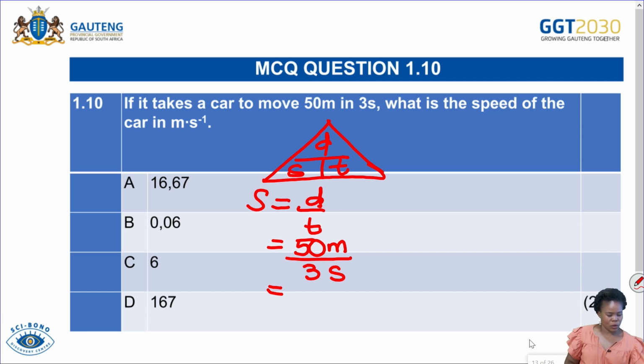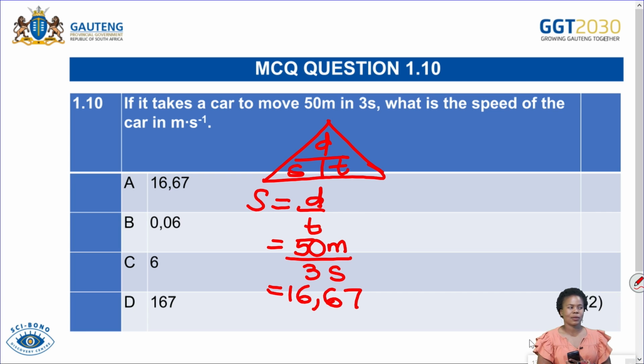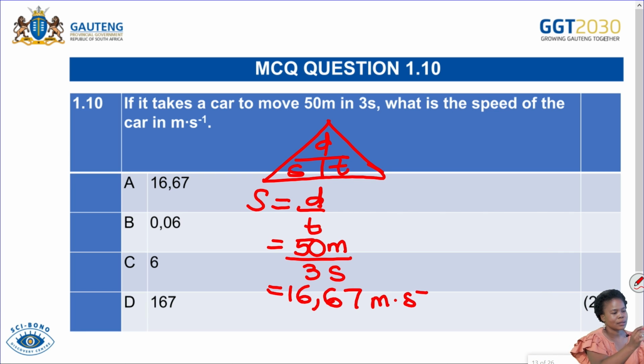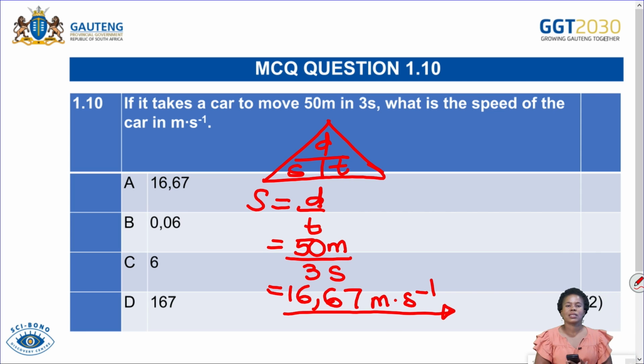Therefore, you put this in your calculator. You're like, okay, what is my 50 divided by 3? It's giving me 16,67, rounded off to 2 decimal places. Okay, so meters per second, because in your numerator you've got your meters, in your denominator you've got your seconds, giving us meters per second. So that is how the meters per second SI unit came about.